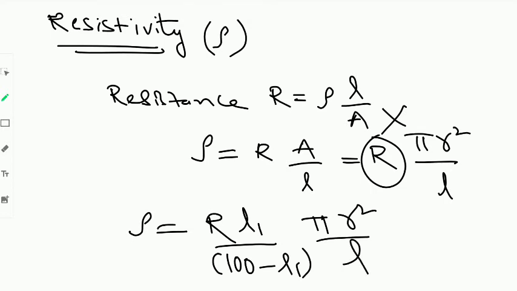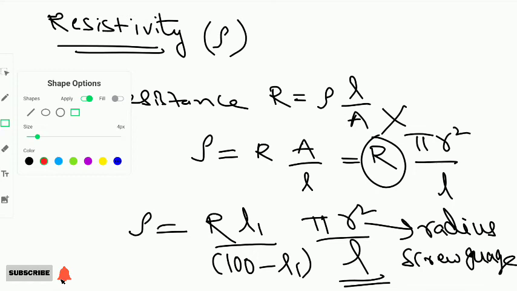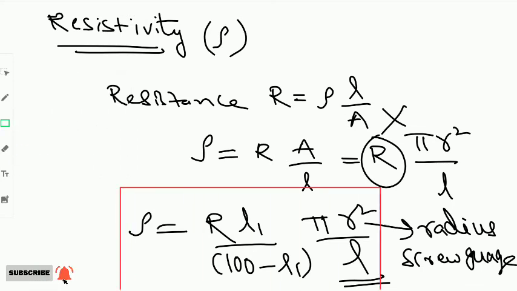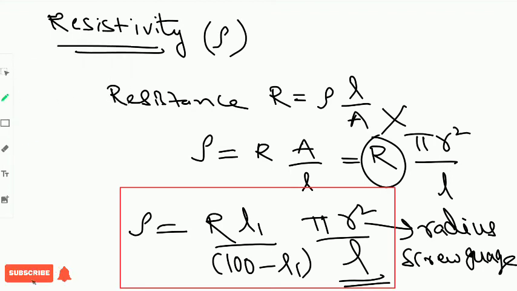Here r is the radius of the wire. We can calculate the radius of the wire by using a screw gauge, and L is the length of the manganese wire. By using this formula, we can get the value of the resistivity or specific resistance of the given manganese wire in ohm meter. Ohm meter is the unit.